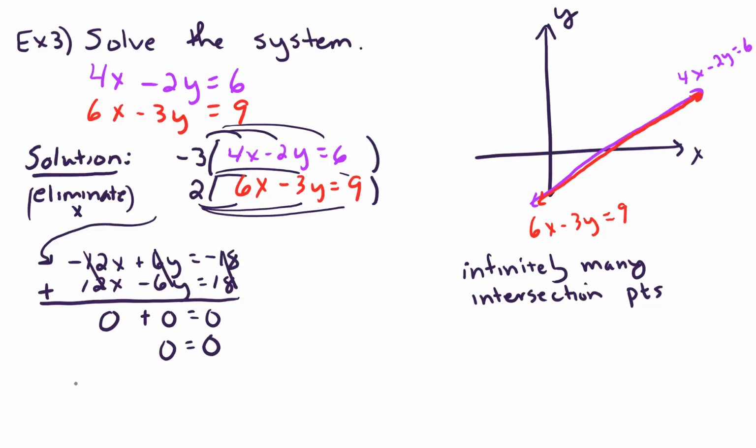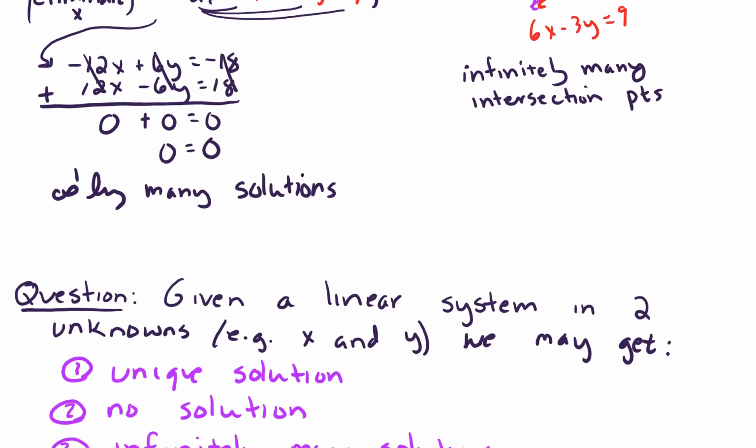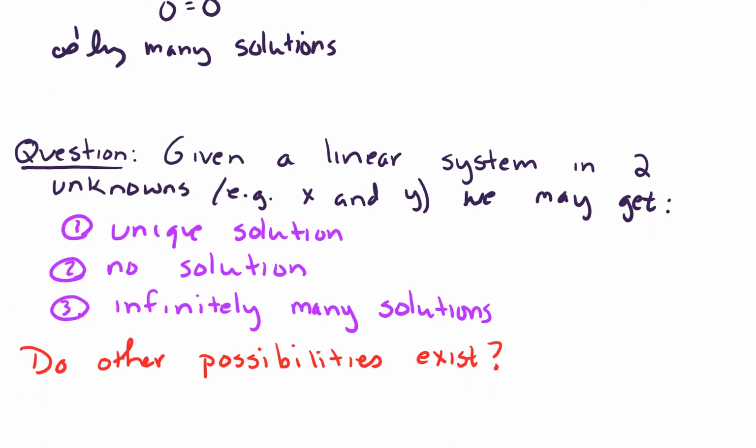And this is what tells us that there are infinitely many solutions. Any x, y points that live on the purple line, the 4x minus 2y equals 6, they also live on the other line, the red line. Infinitely many solutions here. Okay, so I'd like to pose a question for us to think about, and let me just move this up a bit here.